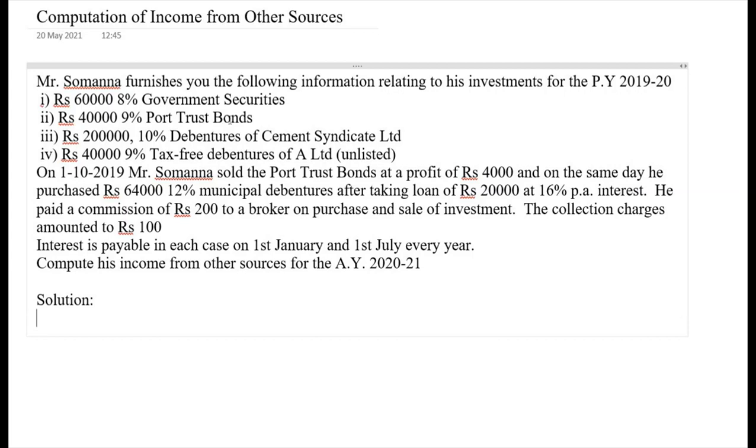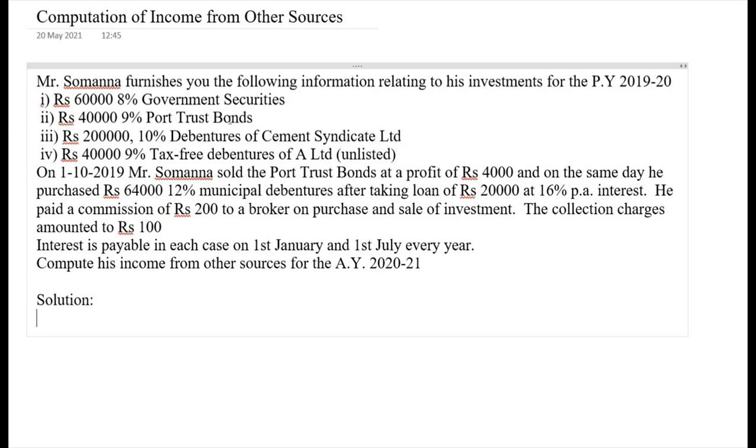So interest on government securities is taxable here. Then interest on port trust bonds is taxable, but it should be noticed that these bonds are sold by the assessee on 1/10/2019, and the interest is payable only on the 1st January and the 1st July. So on the 1st July he was holding such bonds, so he is eligible to claim only 6% interest, interest for 6 months only.